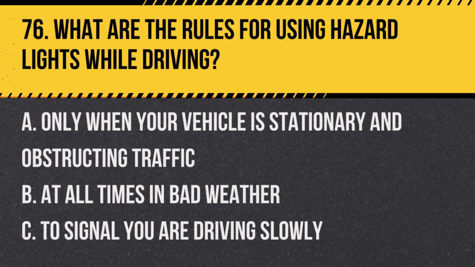Question 76. What are the rules for using hazard lights while driving? A. Only when your vehicle is stationary and obstructing traffic. B. At all times in bad weather. C. To signal you are driving slowly. Answer. A. Only when your vehicle is stationary and obstructing traffic. Hazard lights are for stationary vehicles.